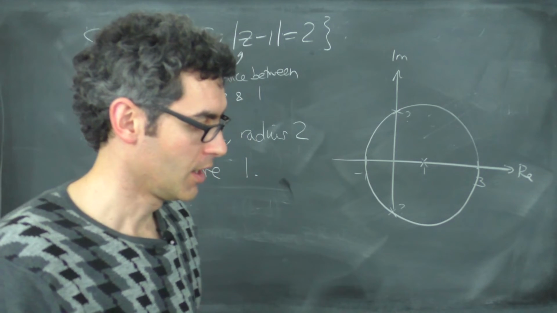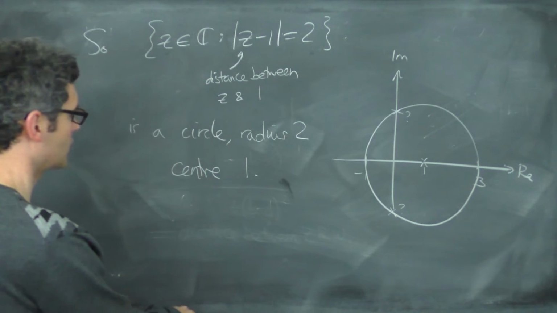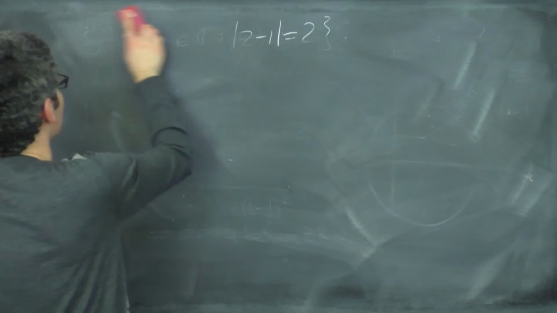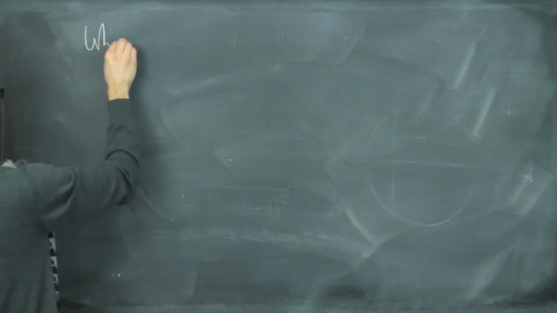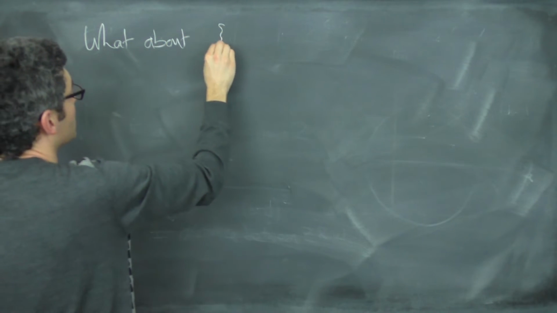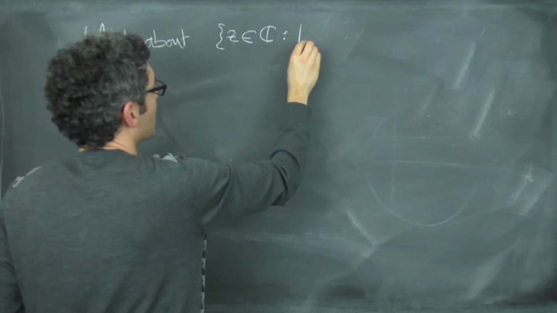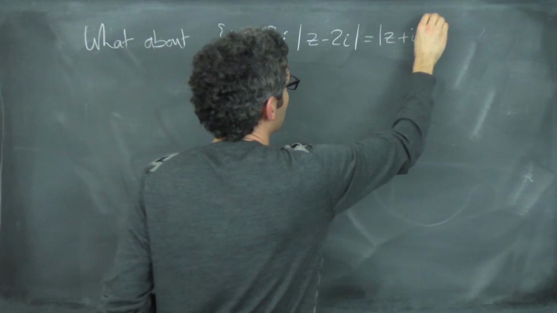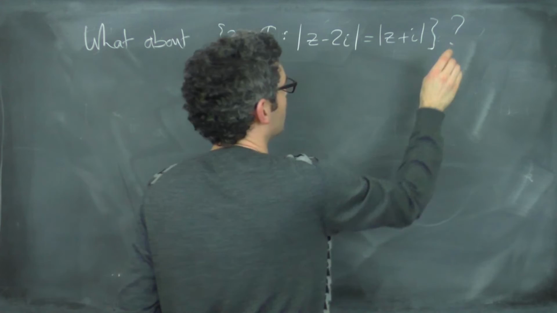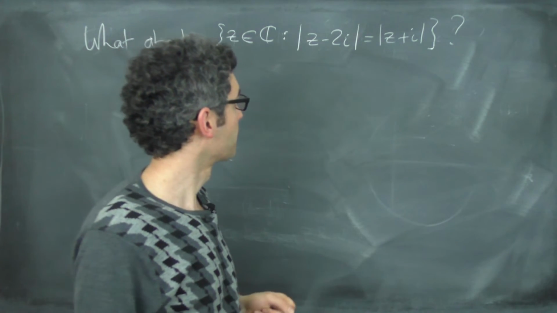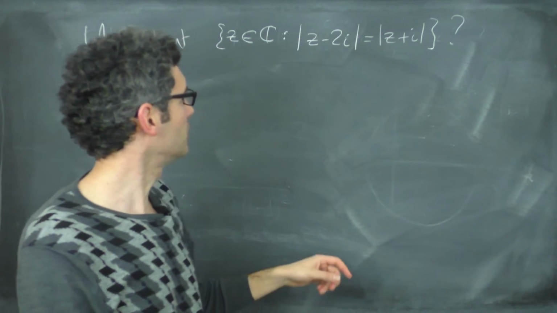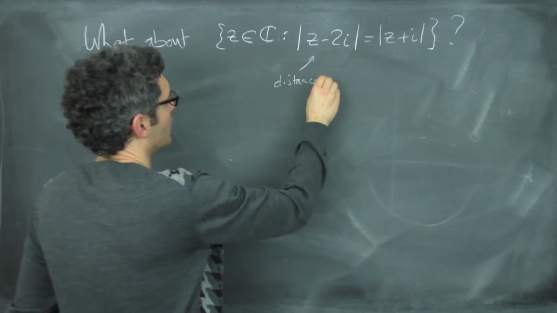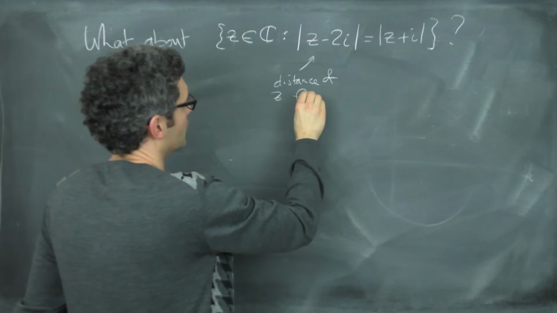Right, okay. Let's do one more example, just to check we're getting somewhere. What about z in C such that the modulus of z minus 2i is the same as the modulus of z plus i. So what does this thing look like? Right. Now, we'll do the same approach as before. Modulus of z minus 2i, this is the distance of z from 2i.